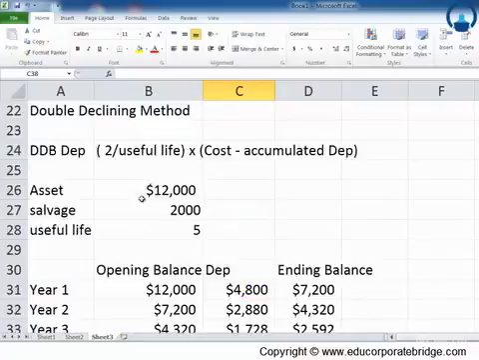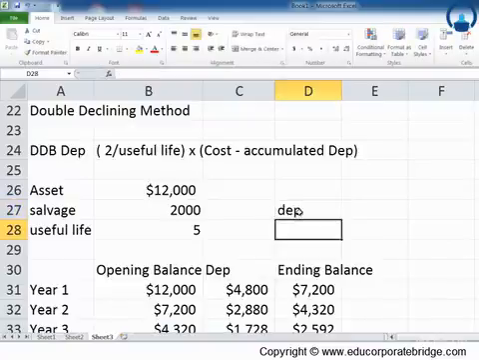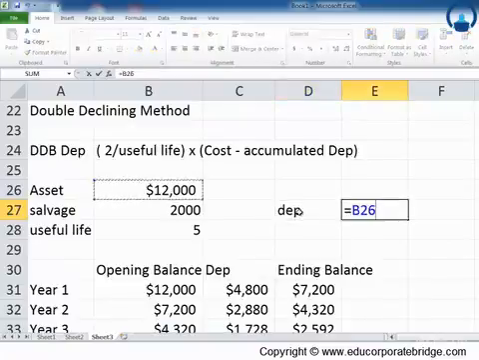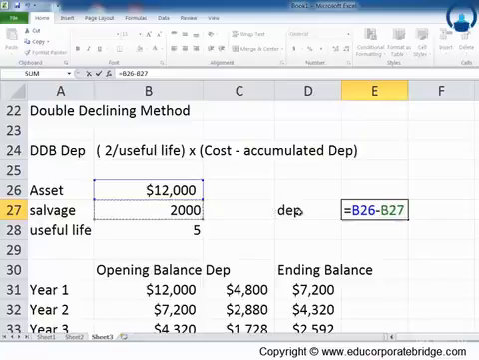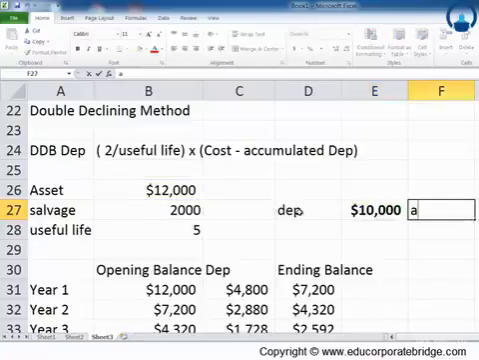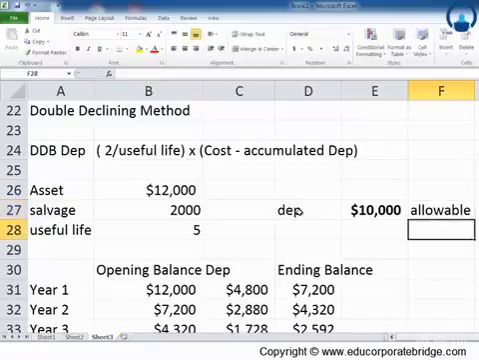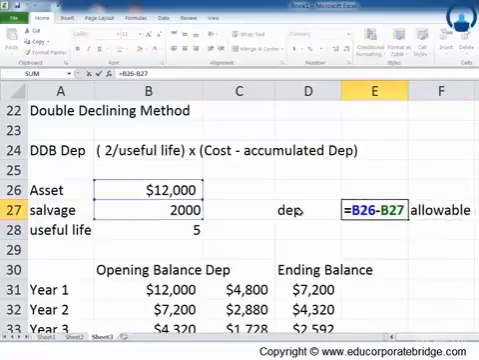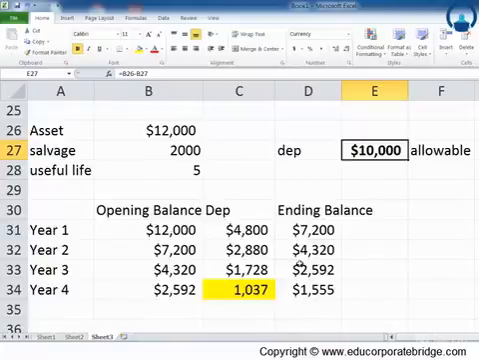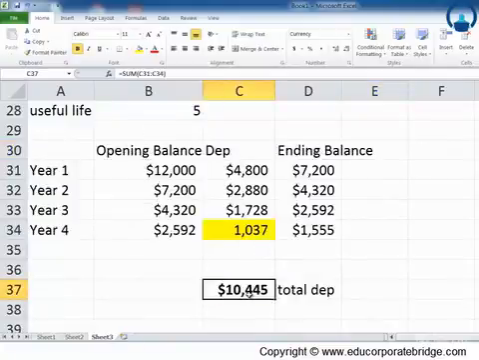Look at this. Asset is worth 12,000, salvage value is 2,000, so the asset will depreciate to an extent of the difference between the two. 12,000 minus 2,000, that is 10,000. This is the maximum allowable amount of depreciation. So 10,000 should be the maximum. However, we have landed in a situation where we have already charged in excess of 10,000.